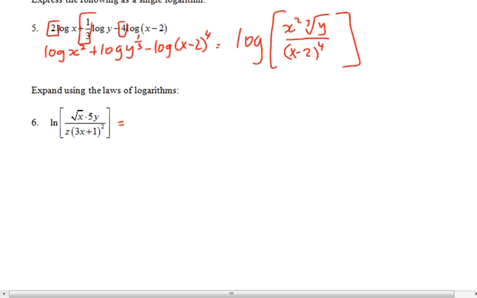Okay, natural log, we want to expand this. So first we're going to deal with product and quotient when we're expanding it. So everything on the numerator is going to have a what in front? Plus or a minus? A plus. So natural log of root x plus natural log of 5 plus natural log of y. So we're breaking them apart. Minus, everything on the bottom is going to have a minus in front. So natural log of z minus natural log of 3x plus 1 squared.